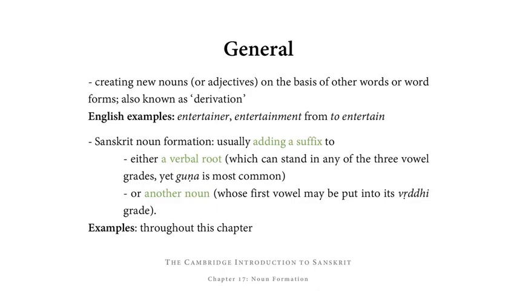Sanskrit noun formation of this kind usually works by adding a suffix to either a verbal root, and this verbal root can stand in any of the three vowel grades, but guna is the most common, or by means of adding a suffix to another noun, and the first vowel of this noun may be put into its vriddhi grade. We'll see examples of both of these processes throughout this chapter.